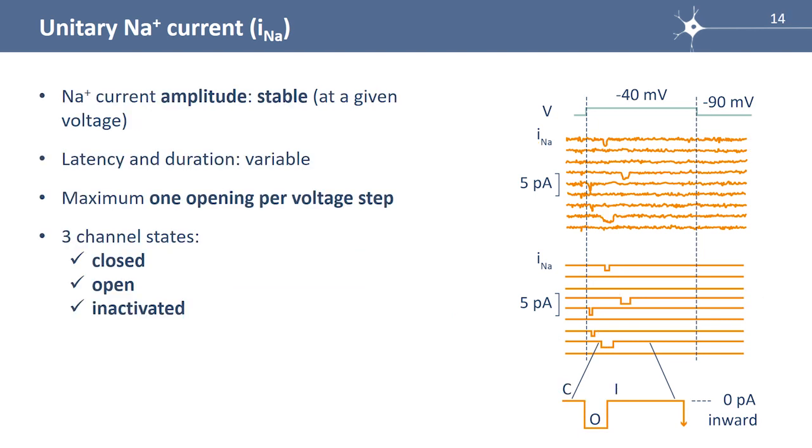Let's see the conclusion here. The single channel current has a stable amplitude. The latency and the duration of the opening is variable. And there is a maximum of one opening per voltage step. Here, in the voltage step that you see, there is only one opening. Though the membrane is still depolarized, you have no opening here. And you have three states of the channel: closed, open, inactivated.